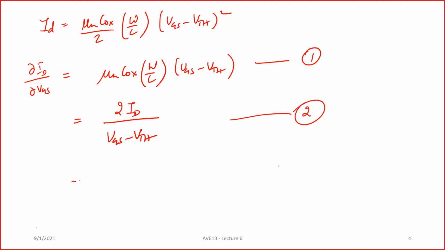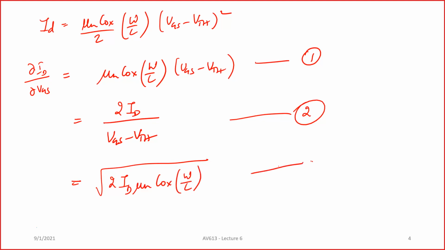There is also another way, you can substitute with ID and then write it as root of 2 times ID mu n C ox W over L, okay? Now again, this is also similar, 2 times ID will give you mu n C ox W over L (VGS minus VTH) the whole square, right? You take root, you get under root of mu n C ox W over L. So you multiply with that and put the whole root. Okay. Now these three are the expressions for GM.